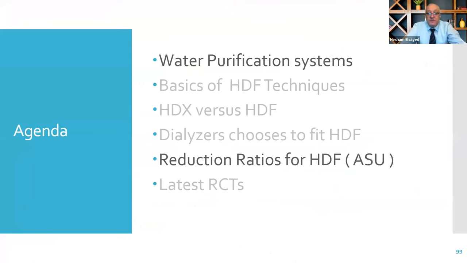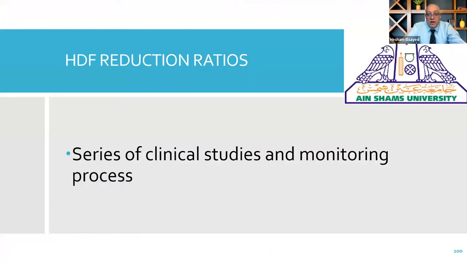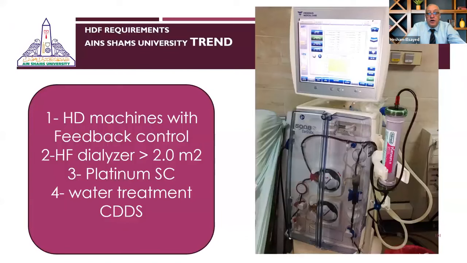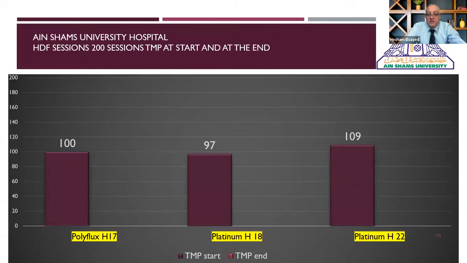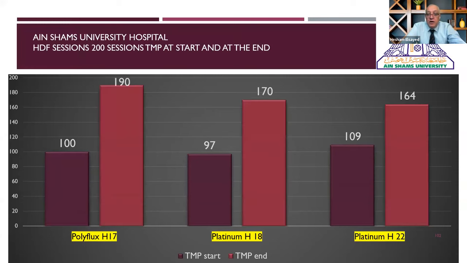What about the clinical research at Ain Shams University? We have reduction ratios and a long series of clinical studies and the monitoring process. Again, we are using a huge dialyzer, 2.0 and above. We are using a sieving coefficient of 0.5 for myoglobin and above. We're continuously monitoring the transmembrane pressure. And as you can see in this graph, when you use a bigger surface dialyzer, you have lower development of transmembrane pressure. This is a 2.2 and a 1.8 from the same company and the same dialyzer. If you use 2.2 instead of 1.8, you will have a slightly lower transmembrane pressure. Some companies have higher transmembrane pressure. This depends on the UF or the protein clogging.